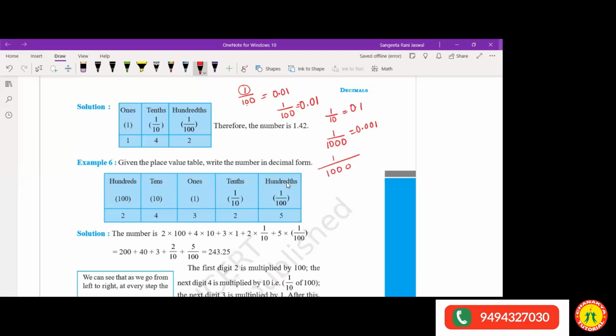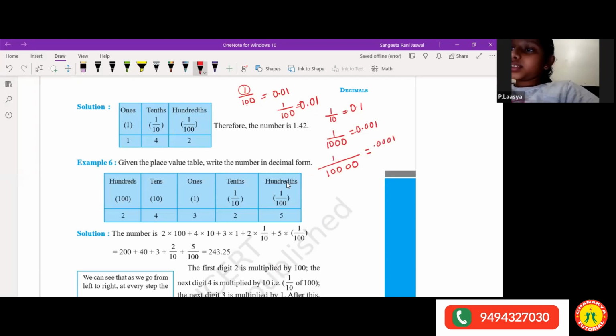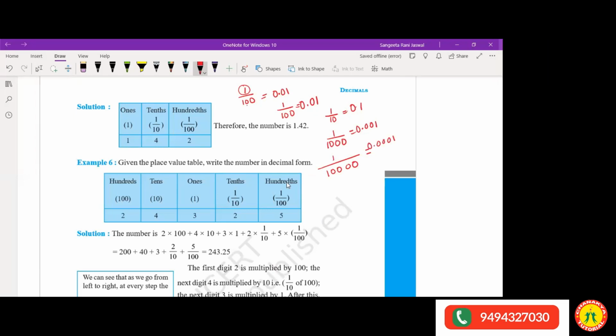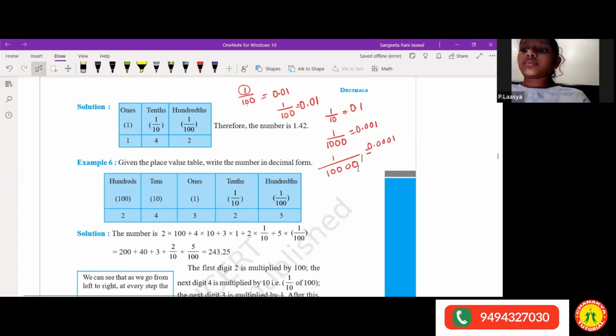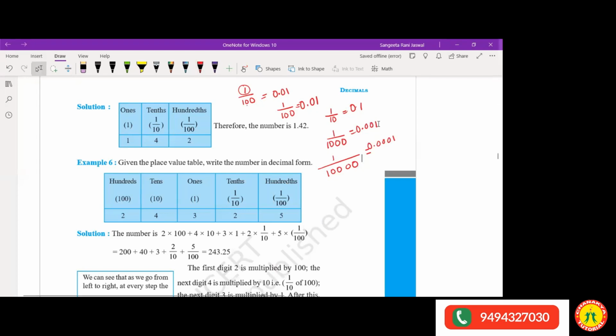Suppose you have 10,000, that means 4 zeros are here. So you will leave 4 digits from here: 1, 2, 3, 4. Then you will put the decimal point. Okay, children? Ma'am, for example, if there are 3 zeros in the denominator, do we need to include the numerator? Yes, that's inclusive of the numerator.